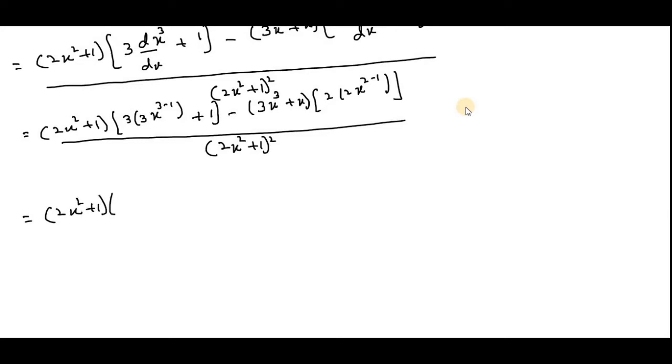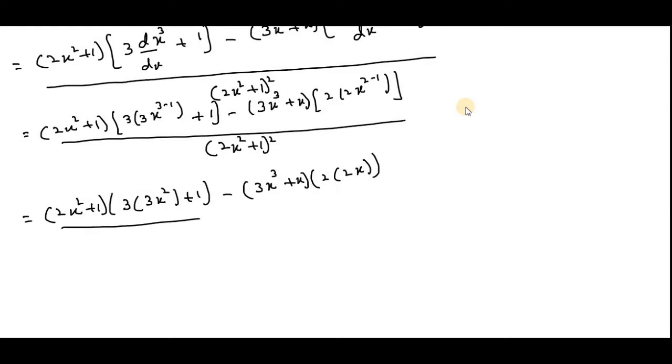Now 2x square plus 1, 3x square plus 1 minus 3x cube plus x to 2x whole divided by 2x square plus 1 whole square.